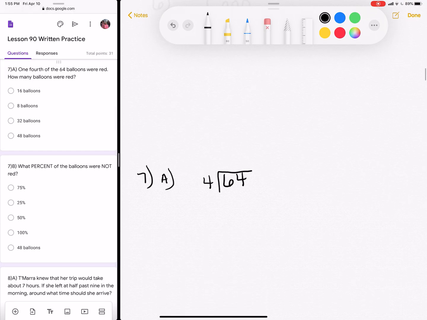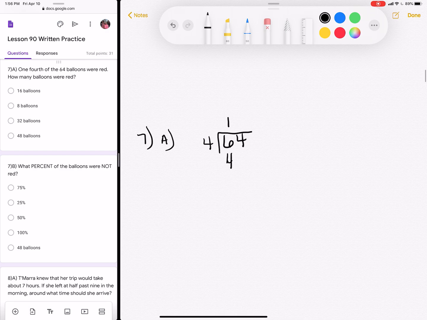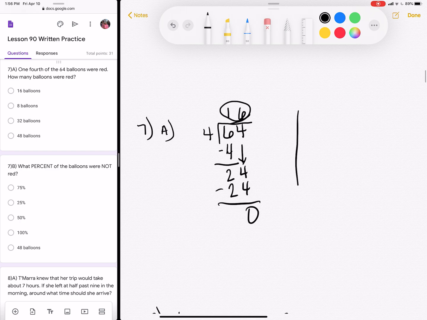7A, 1/4 of the 64 balloons were red. How many balloons were red? This is a divide by the denominator problem. 4 will go into 6 one time. 1 times 4 is 4. 6 minus 4 is 2. Bring down your 4. How many 4s are in 24? I made this mistake earlier. So it is 6 times 4 is 24. You have no remainder. The answer would be 16 balloons because we are looking for only 1/4.